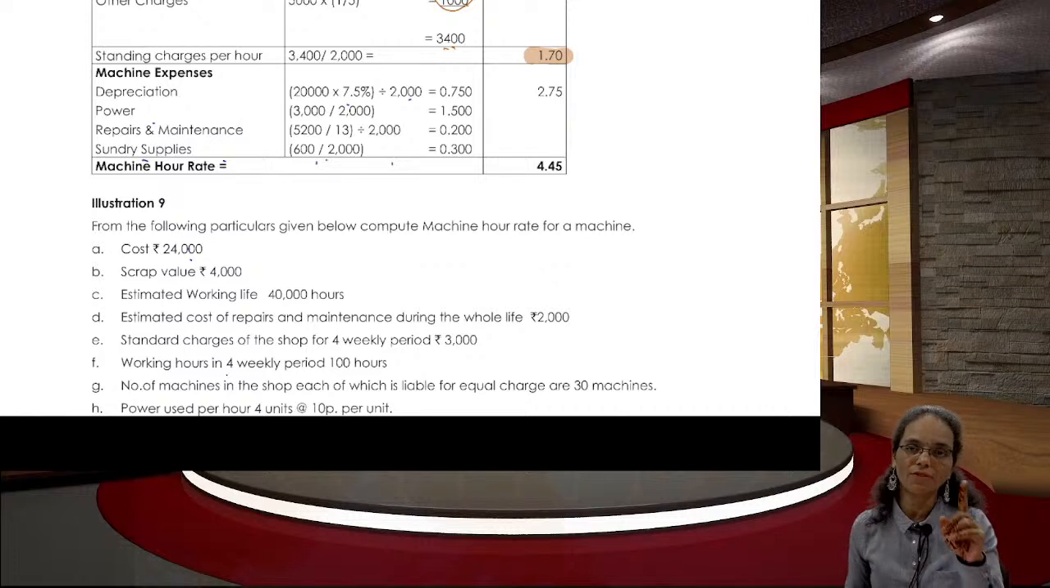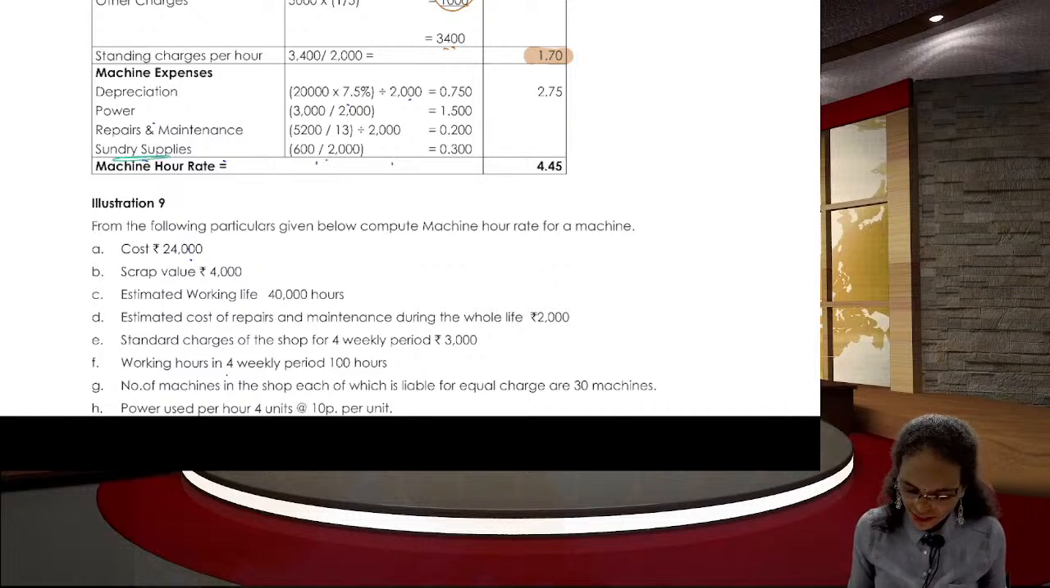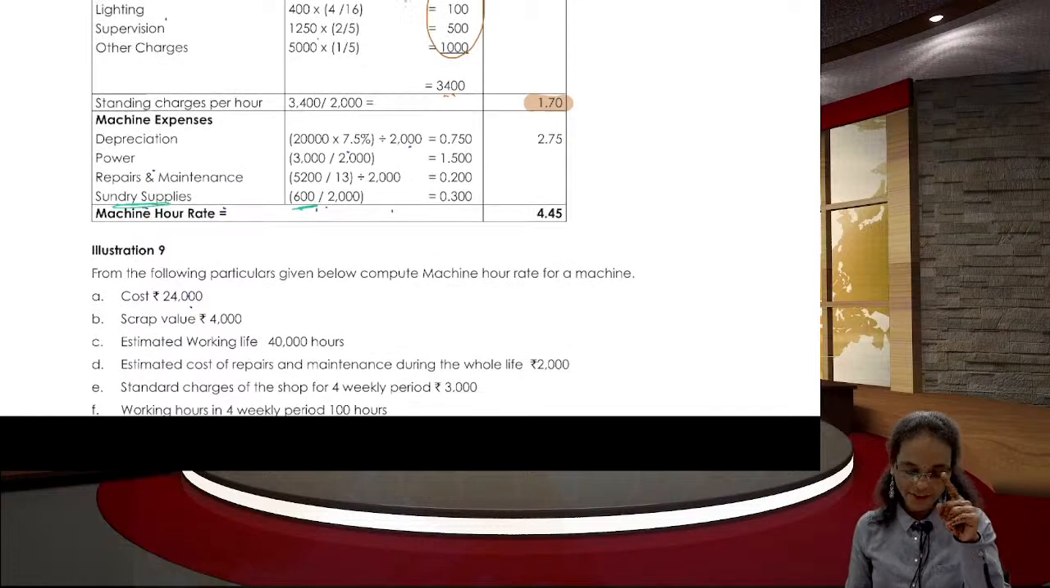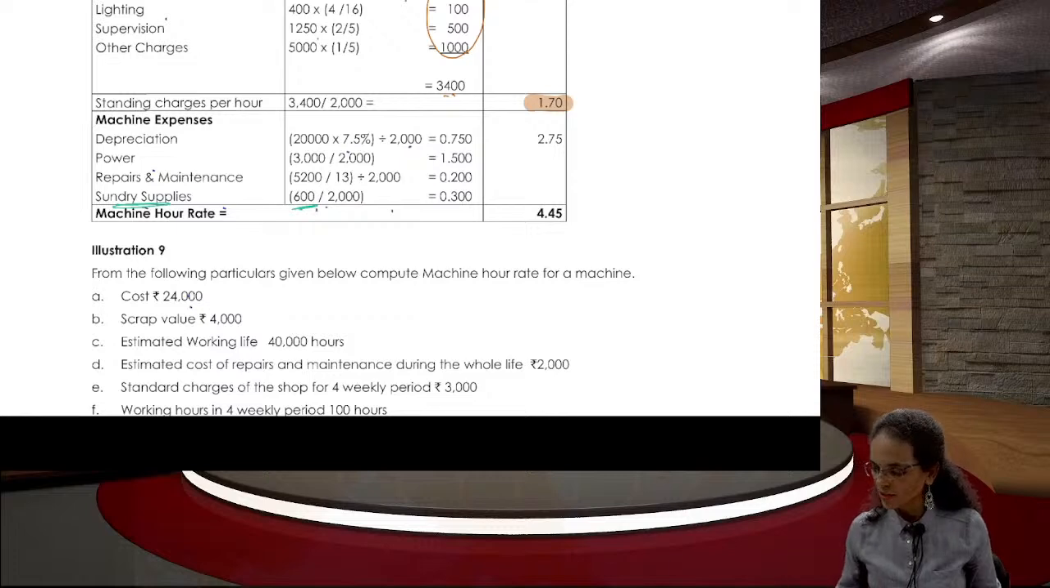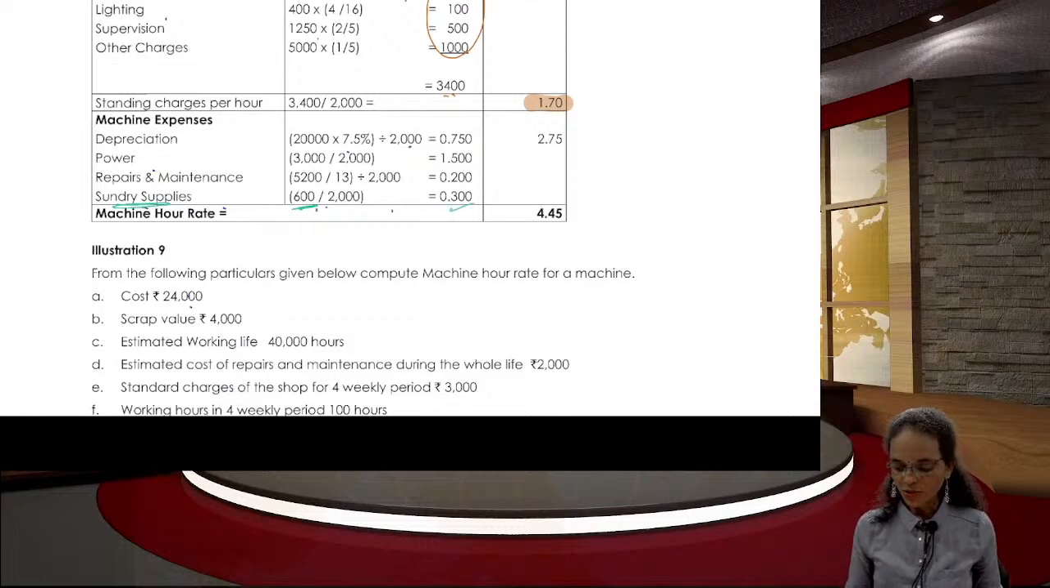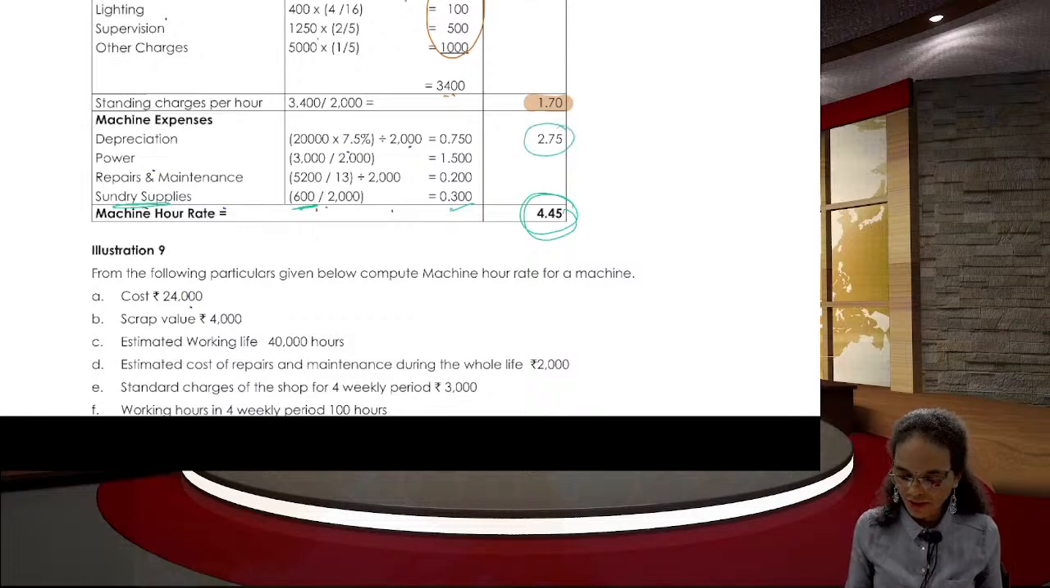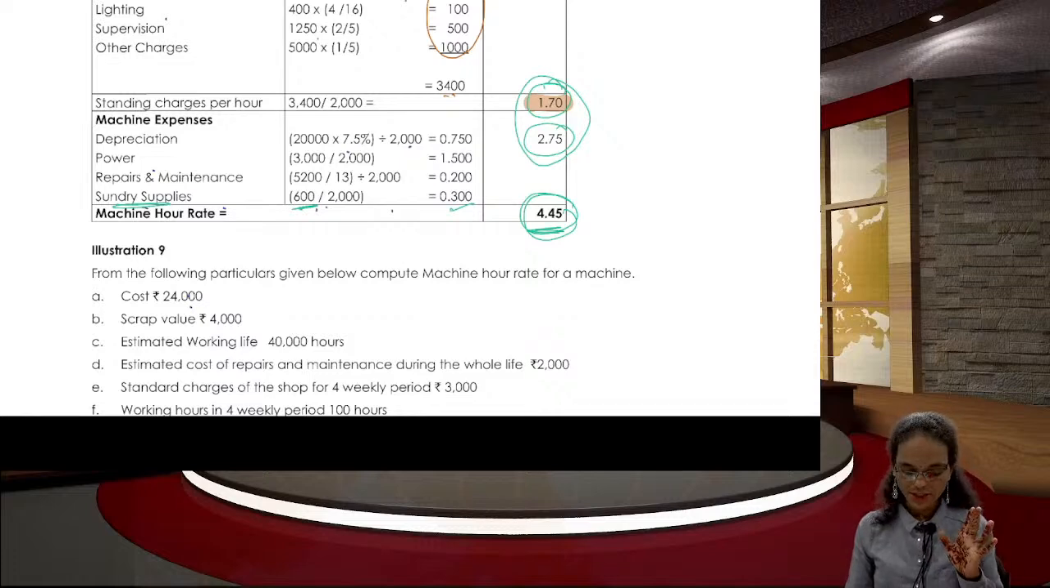If you understand, then go straight forward. Sundries are 600 rupees per year, as given in the question, and the machine is running for 2000 hours. 600 divided by 2000 is nothing but 0.3. So this is a machine hour rate. One is a variable portion, one is a fixed portion. Put together, you will get the total machine hour rate.